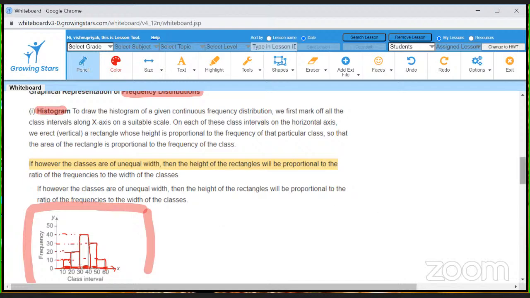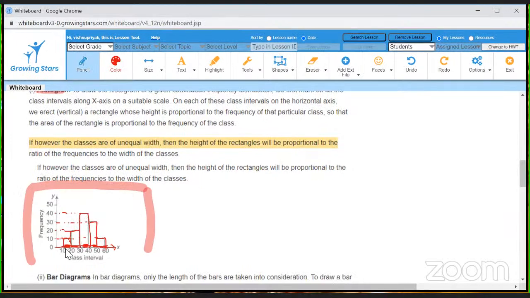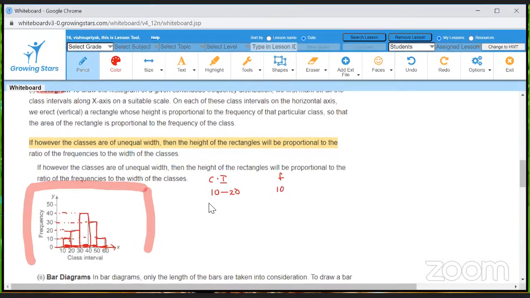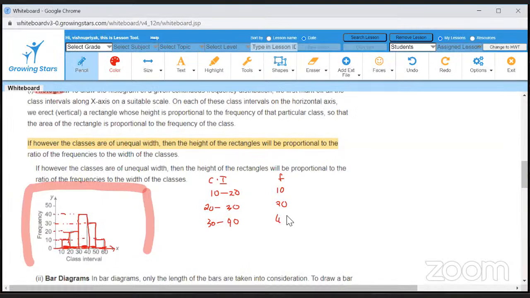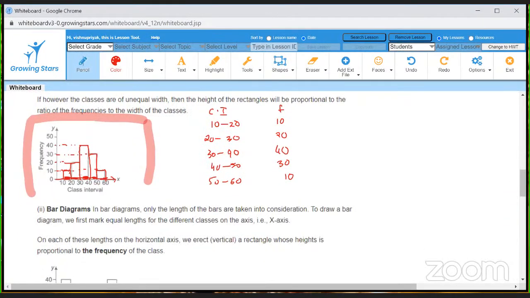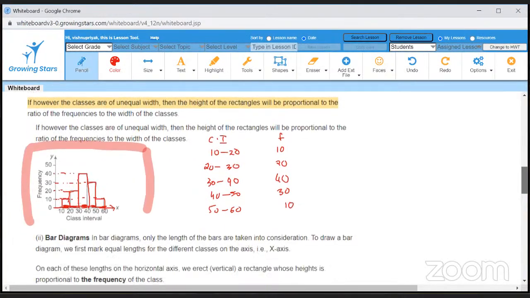See, here, if you see the graph and write the table: 10 to 20, this is the class interval, frequency is 10. 20 to 30, frequency is 20. 30 to 40, frequency is 40. 40 to 50, frequency is 30. 50 to 60, frequency is 10. Looking at the frequency table, you can draw the histogram, and looking at the histogram, you can draw the tables.